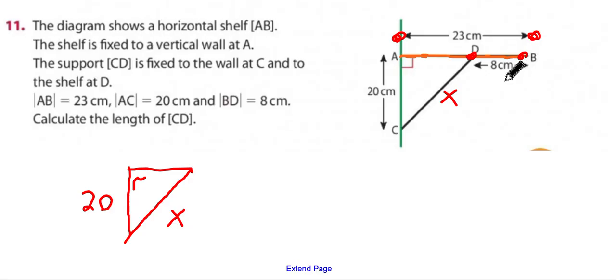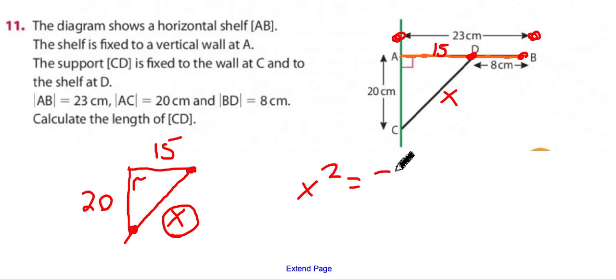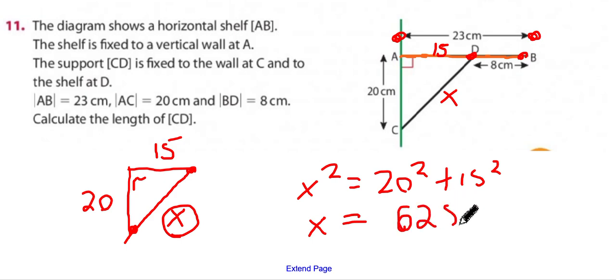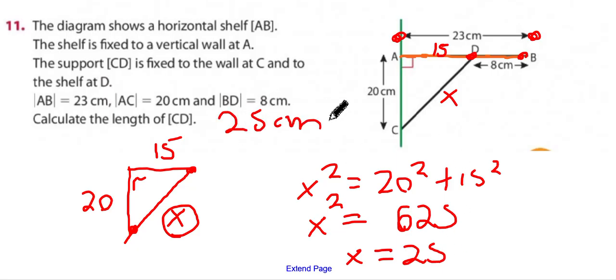It is 15. How does he know it's 15? Because 15 plus 8 is 23. Now, once again, it's your job to figure out the x value. Is the x value the longest side? So it's going to be x squared equals 20 squared plus 15 squared. Right, give that a go. So did you get a 625? Yeah. Then when you square root that, 25. So I'm happy to say that the length of that is 25 centimeters.